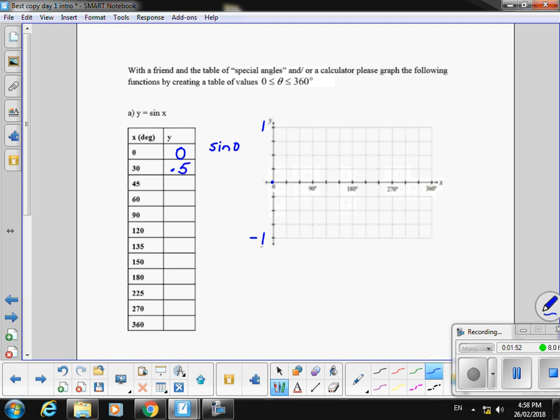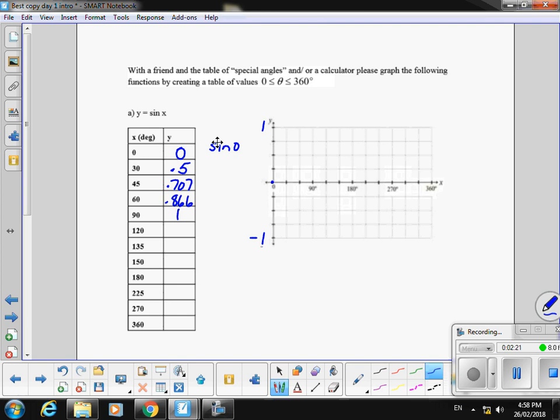Sine of 45 degrees is another special angle, but instead of that root 2 business, I'm going to write decimal 0.707. Sine of 60 degrees was root 3 over 2, but decimal 0.866 will be nice for graphing. Sine of 90 is that strange thing that we had on our special angle sheet where it's a 1.